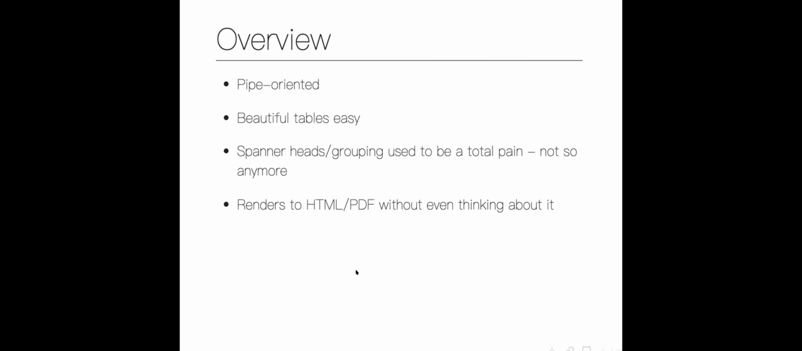But man, a few years ago, that was just horrendous. One of the nice things about GT also is that it will render to HTML and PDF without even thinking about it. So you don't have to do anything extra to make it render to HTML or PDF. By default, it's going to try to render to HTML, but if you're rendering to PDF, it'll just switch the things it's doing and it'll render it to PDF.